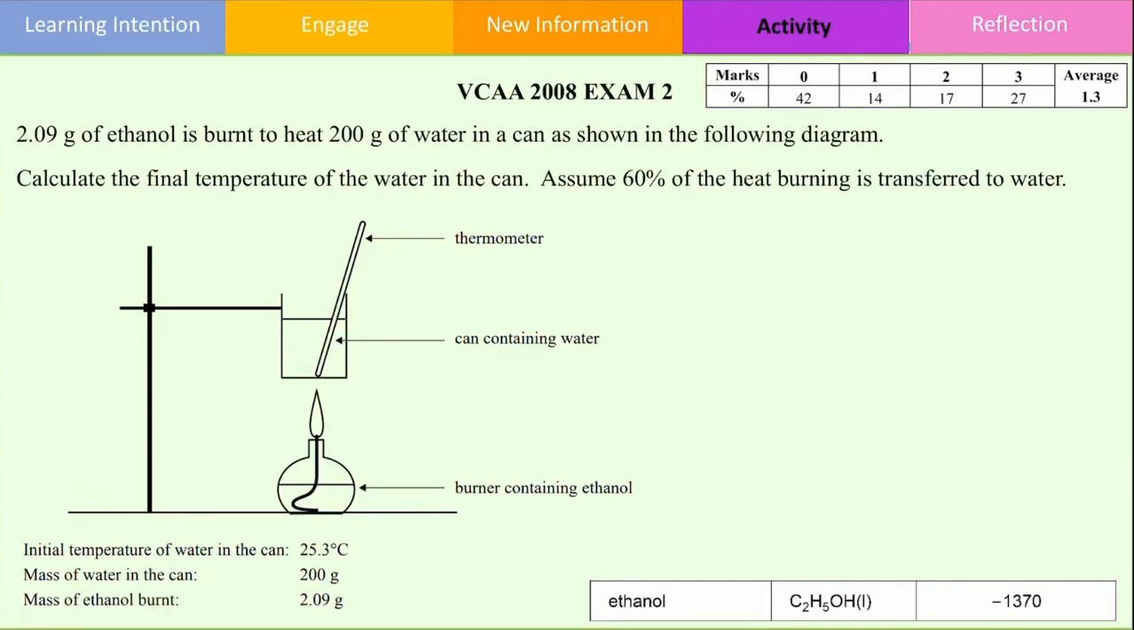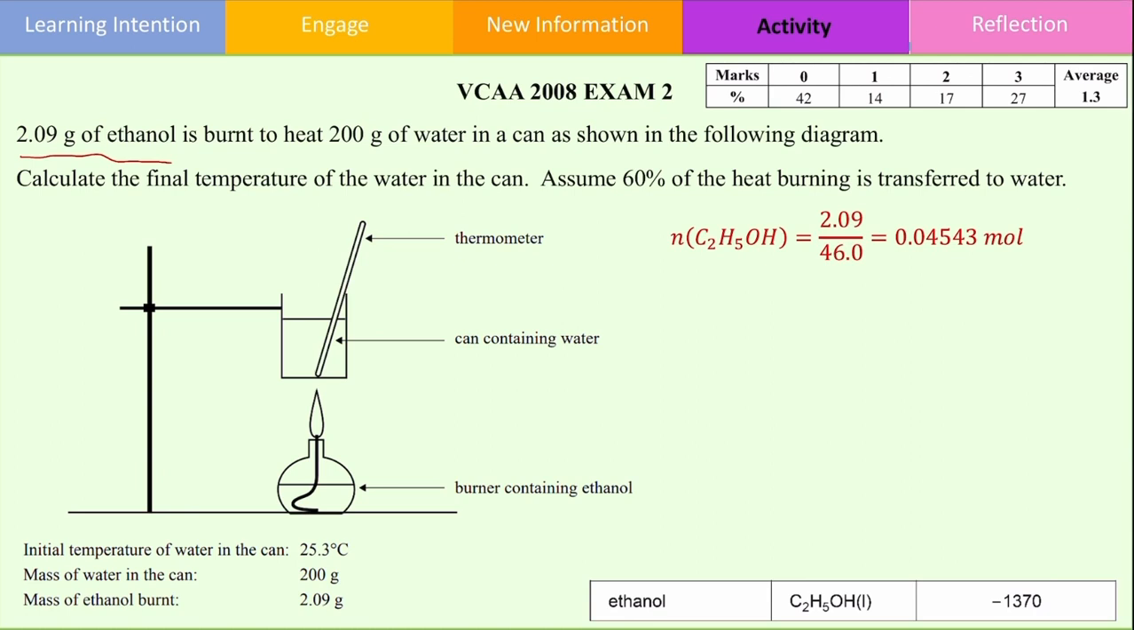In this question, we are trying to calculate the final temperature of the water in the can. This means that we're eventually going to be using the q = mcΔT formula to find out what the final temperature is. Given that they have already provided us with the mass of ethanol, what we're going to be doing first is calculating the number of moles of ethanol that has reacted.